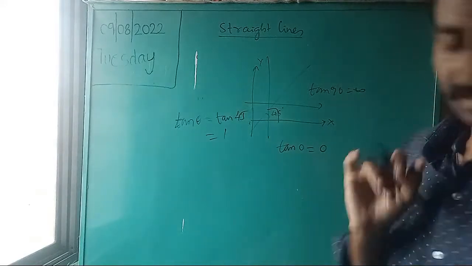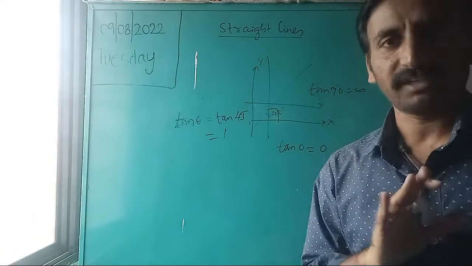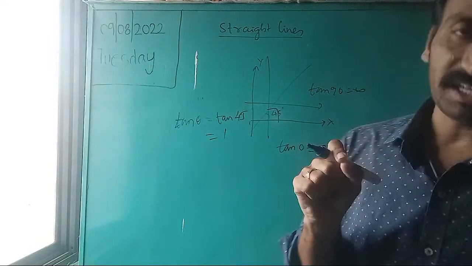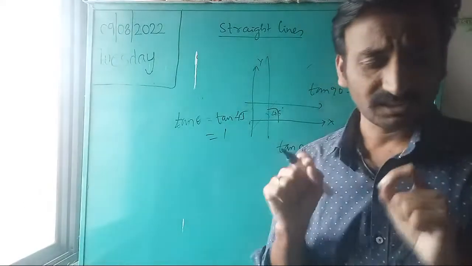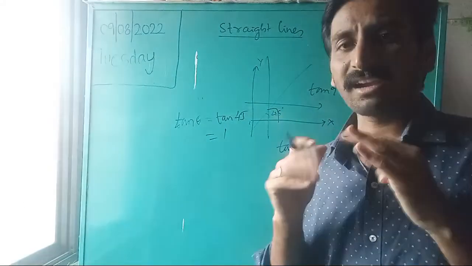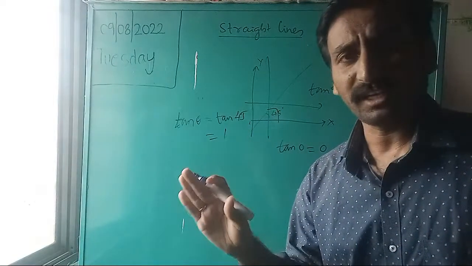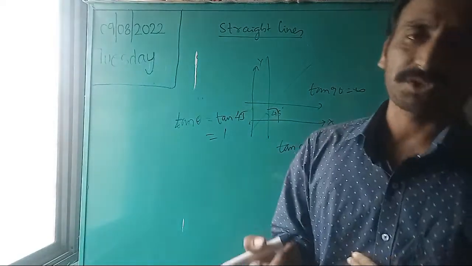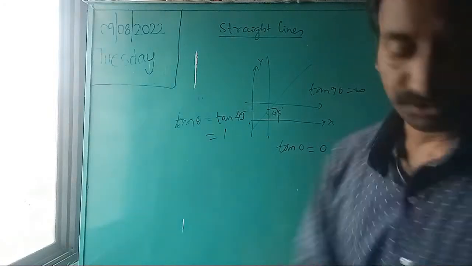Okay. Now let us come back to the definitions of the straight line. What is the slope of a straight line? Slope of a straight line is nothing but the angle of inclination with the x-axis. In terms of the tan function, we call it slope. Okay, we write the definition.